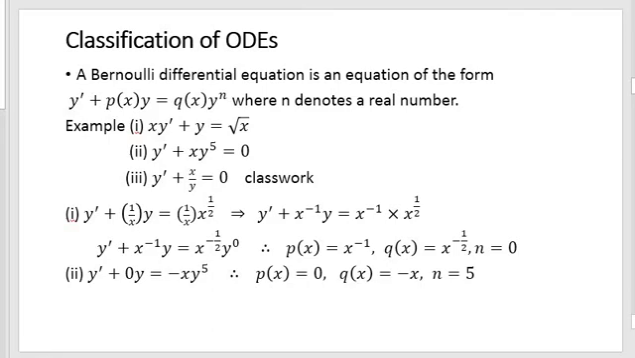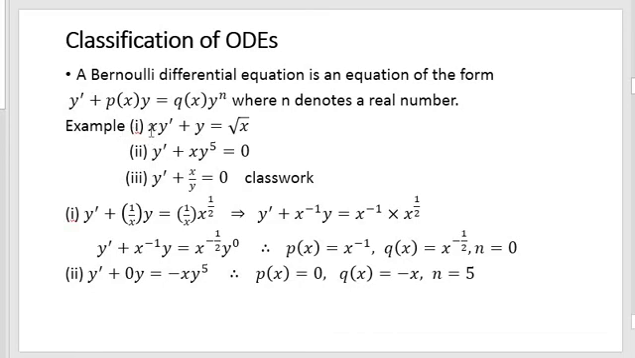So a Bernoulli equation is a first order differential equation, y prime plus p(x) y equals q(x) y to the power n, where p(x) is a function of x only, q(x) is a function of x only, and n denotes a real number. Right, so let's look into the following examples.